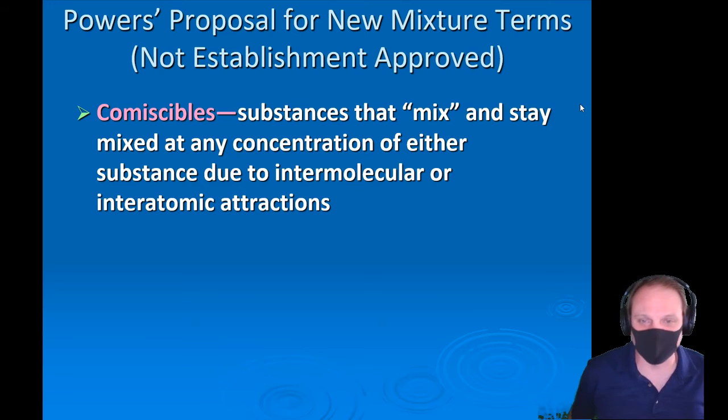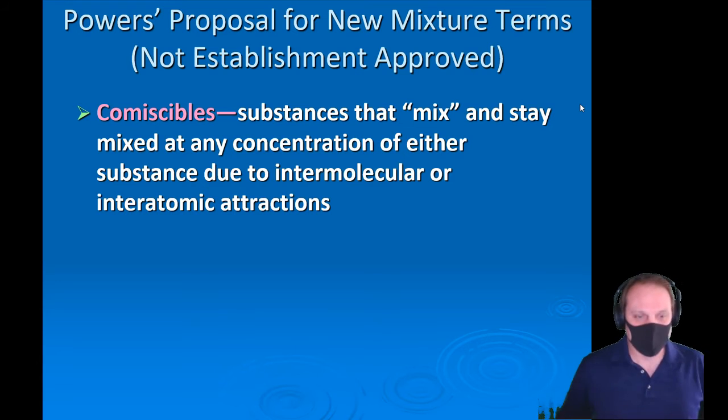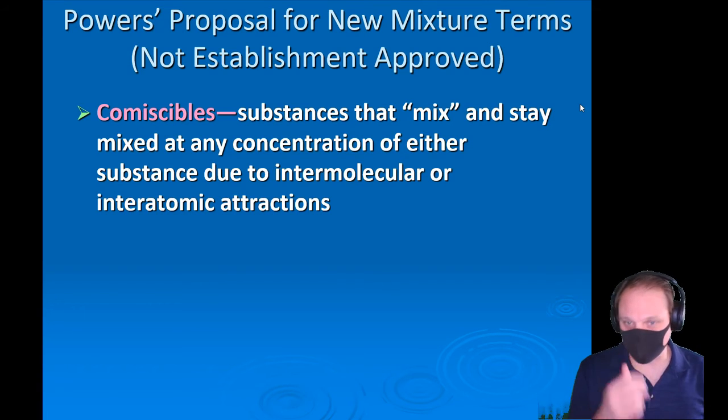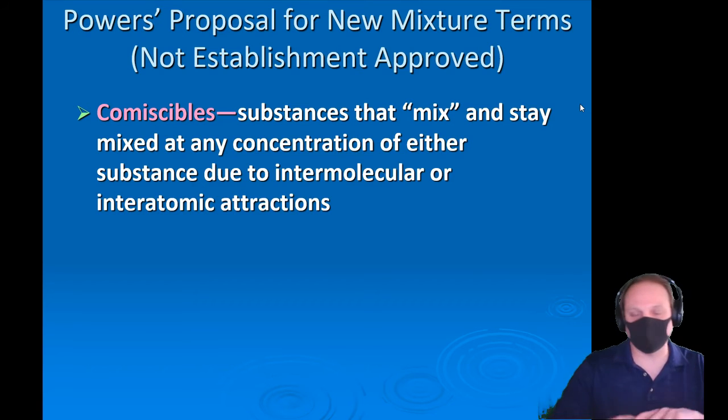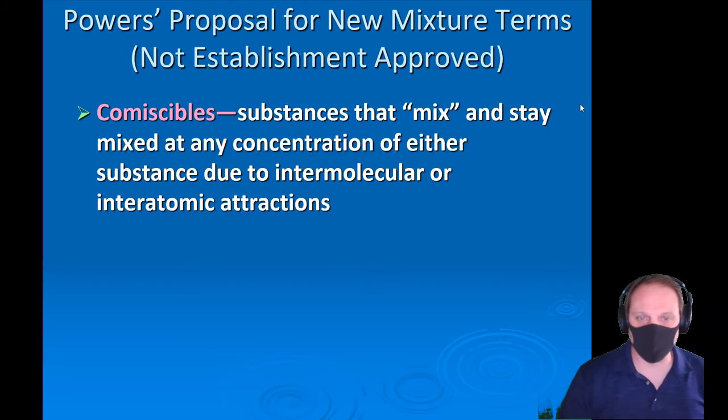But I wish that the scientists would start establishing some better terms that will help us understand some of the differences between these. But commiscibles is one that basically is accepted by science in general, and these are things that are basically mixed together at any level of mixture. They stay mixed at any concentration, and that's because they're attracted to each other. So it'd be like alcohol and water, things like that.